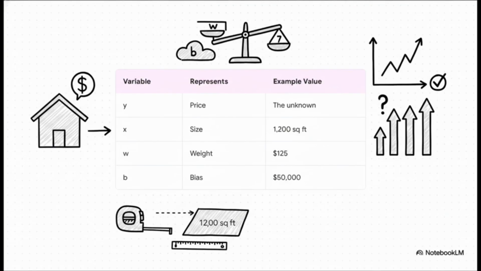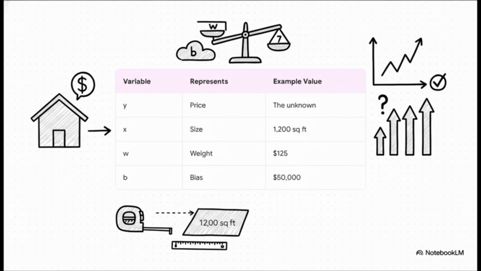Okay, so here are all the pieces of our puzzle. But this brings up a huge question. Where did these numbers, 125 and 50,000, even come from? We didn't just guess. In machine learning, we train a model by showing it a massive data set of existing houses with their known sizes and sale prices. The computer then adjusts the weight and the bias over and over until it finds the values that best fit that real-world data. So the numbers you see here, they're the result of all that training.